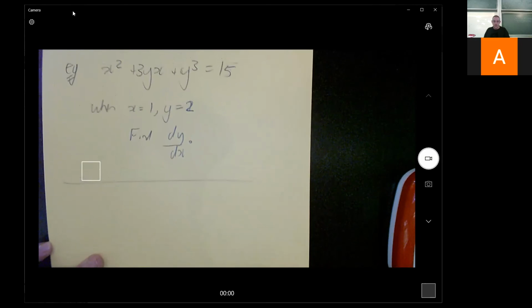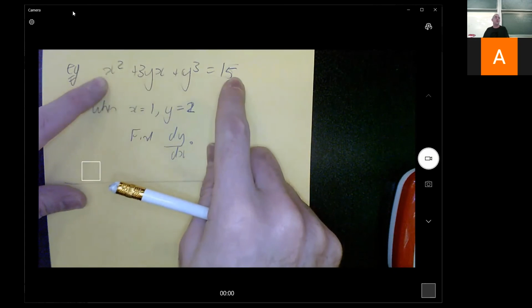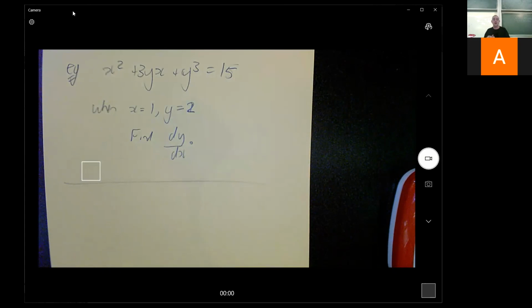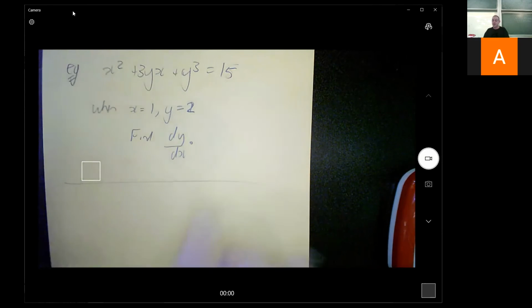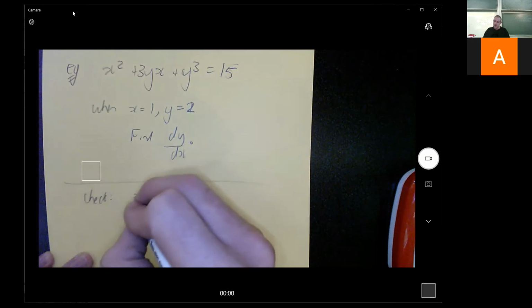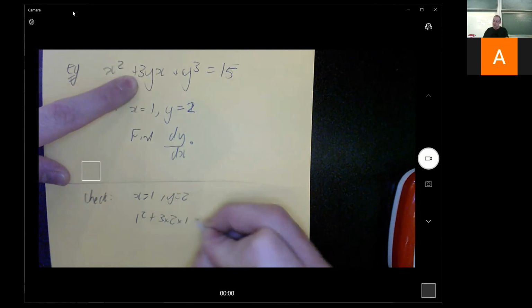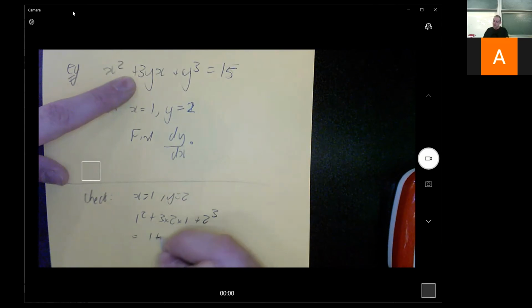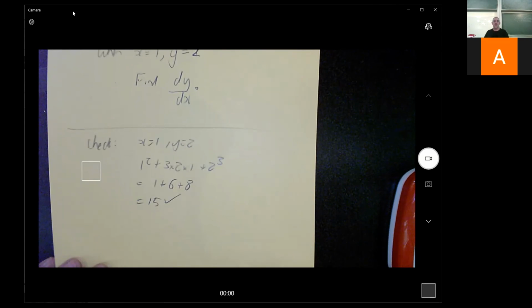Okay, so first you have to check that this really does satisfy the equation, because otherwise all bets are off and there's no point even doing it. The assumption is that we can only find dy and dx if they're part of this formula. So I'm just going to check: when x equals 1 and y equals 2, 1 squared plus 3 times 2 times 1 plus 2 cubed is 1 plus 6 plus 8, which is indeed 15. Phew, it's almost like I set it up that way. So this point actually is on this curve, and so that's okay.